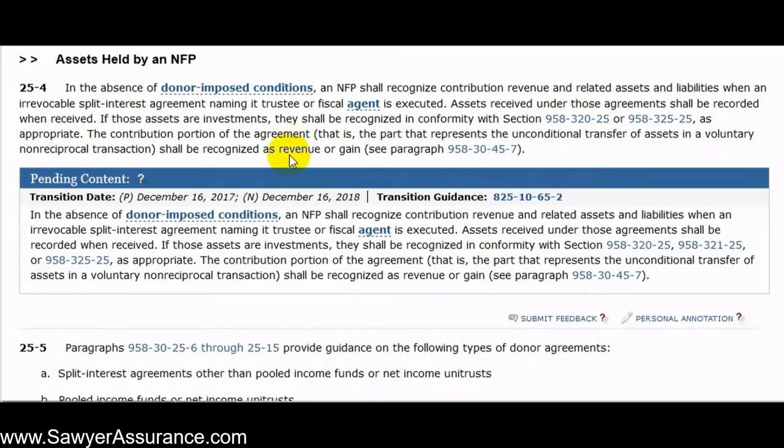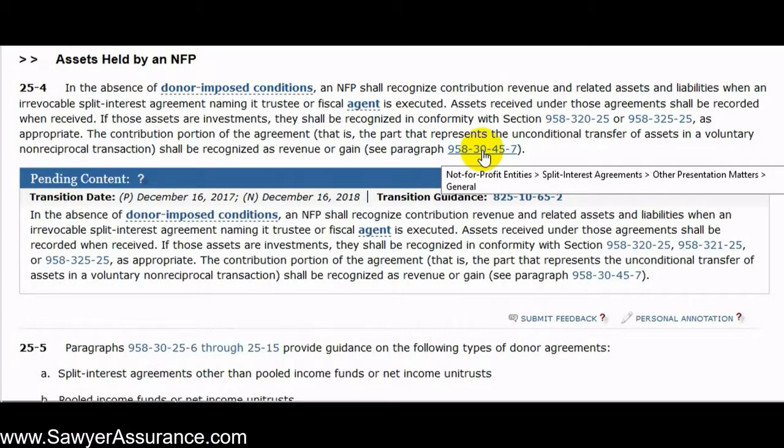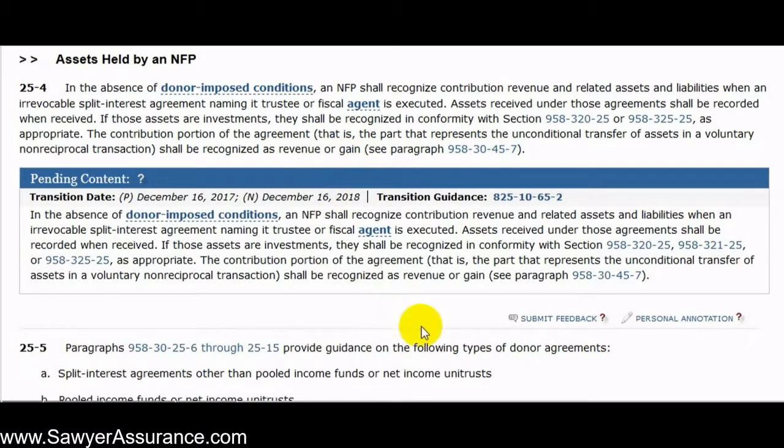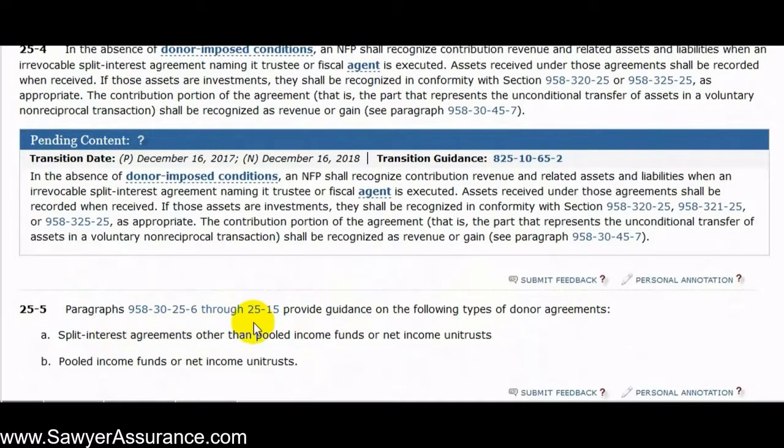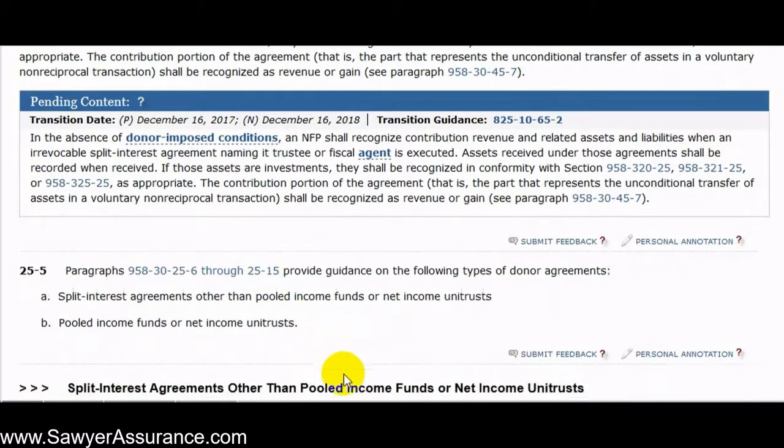But the point is that since this is an irrevocable agreement, we'll go ahead and recognize revenue for the portion that is considered to be a contribution to the not-for-profit entity. They tell us to take a look at the section on other presentation matters, and we'll take a look at that in a later video. But this section on assets held by the NFP is split into two types of split interest agreements to explain specific items in relation to them. We have split interest agreements other than pooled income funds or net income unit trusts, and then also pooled income funds or net income unit trusts. So that is including pooled income funds and unit trusts, and then excluding them. The subsequent paragraphs, which we'll go through, describe the ways to recognize these specifically.